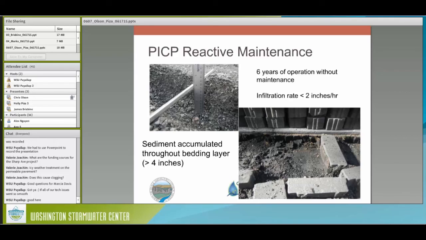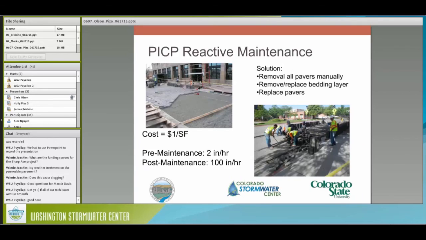And none of those methods, the regen air sweeper, vacuum, hydro scrubber, etc., really have enough vacuum power to remove sediment from such deep depths. So after 6 years of operation without maintenance at this site and a very low infiltration rate of less than 2 inches per hour, the city decided to go in and manually remove all of the pavers and take a skid steer and remove all of the bedding course, the number 89 bedding course where the sediment was trapped.